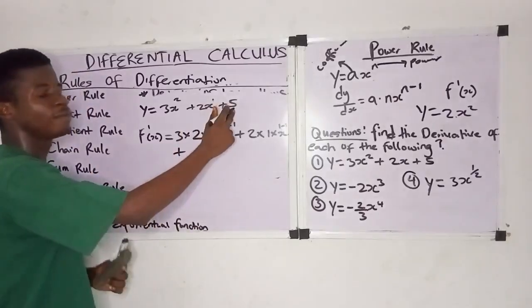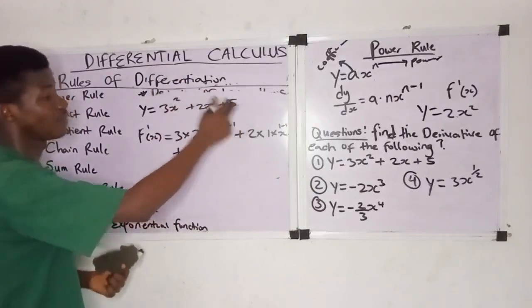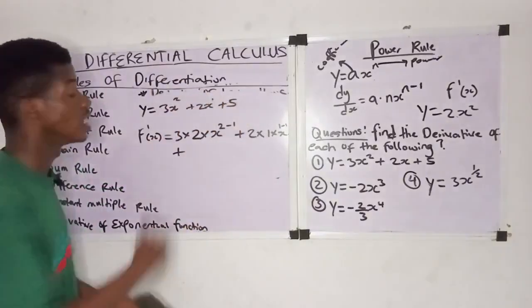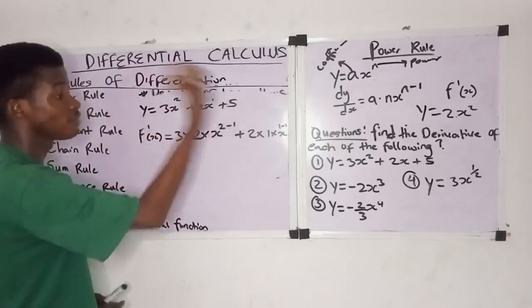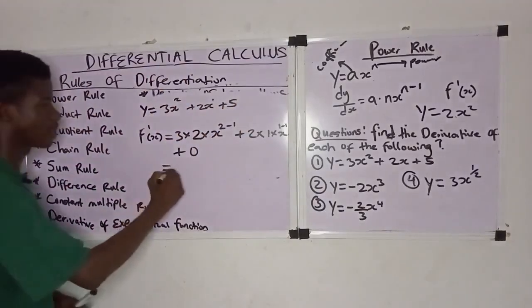Now, the derivative of a constant is what? It is usually 0, right? So 5 is a constant. It does not take a variable. So therefore, if we differentiate 5, it will give us what? It gives us 0, right? Yes. So let's continue. Let's simplify further.